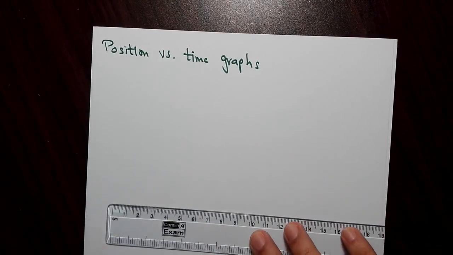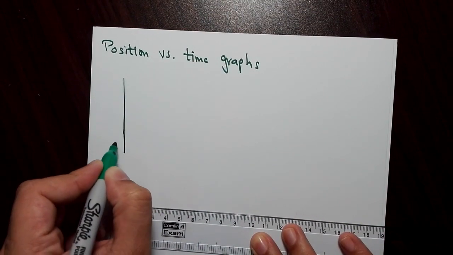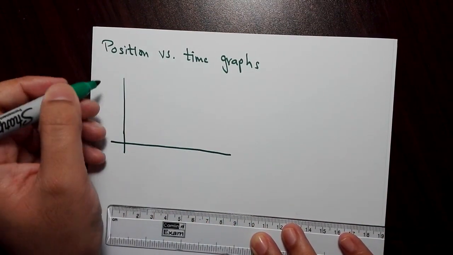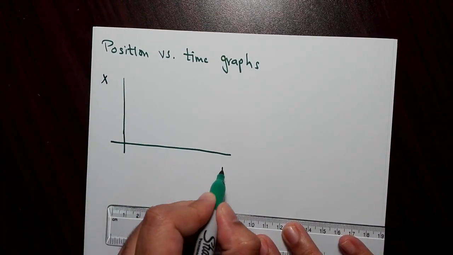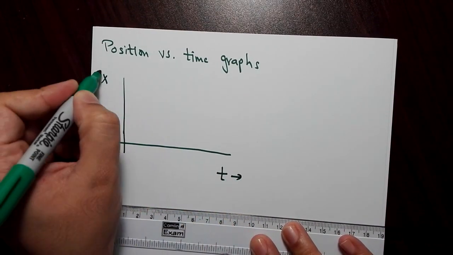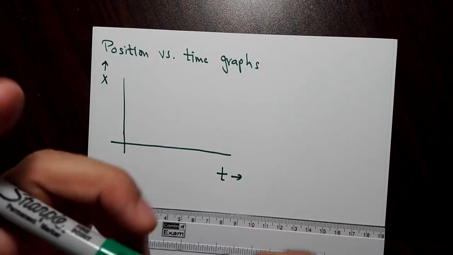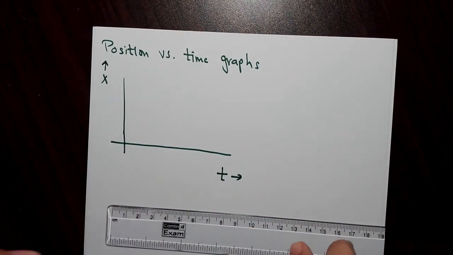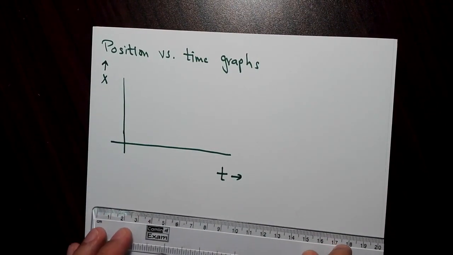Position versus time graphs are drawn to understand the position, the change in position and the velocity of an object, and what happens to position, velocity, and acceleration as time goes on. Okay, so it makes it easy for us to visualize the motion of an object. So let's look at the simplest position versus time graph.